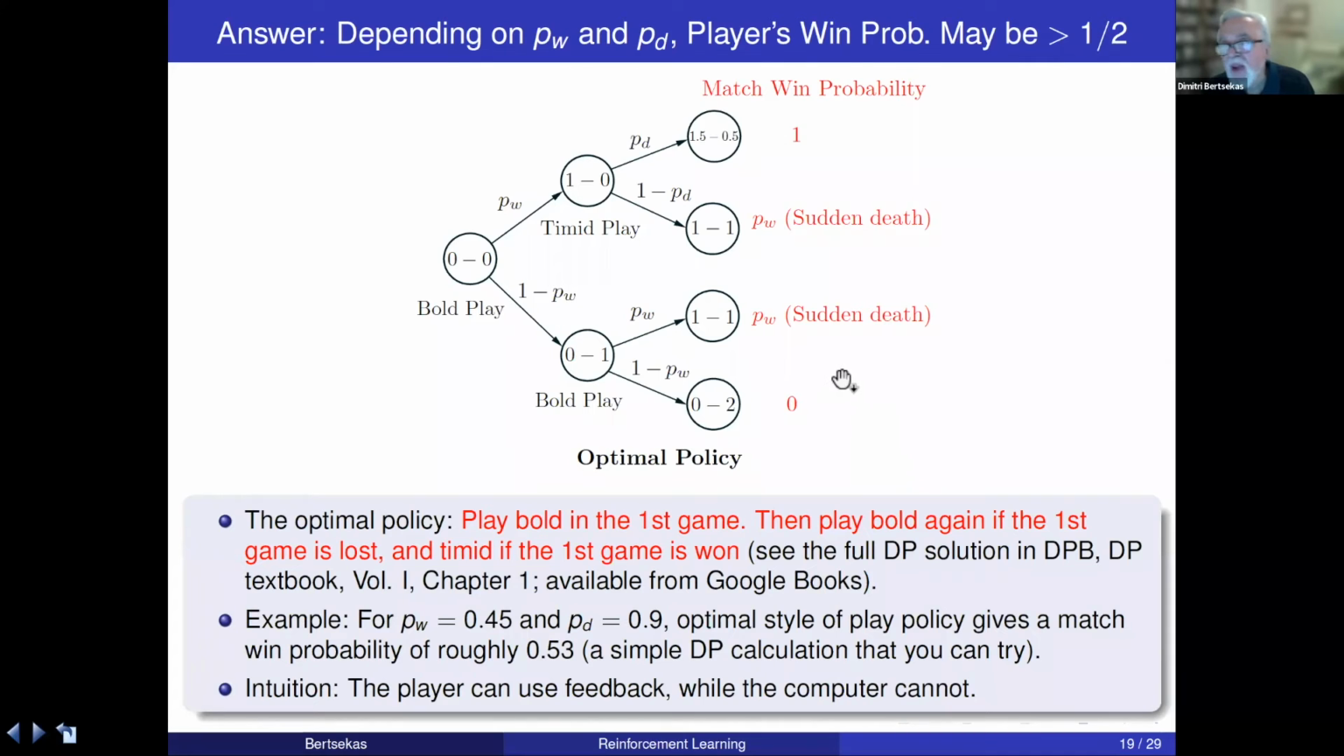The player has an advantage against the computer in that it can dictate the nature of play after the first game. The computer cannot adapt, cannot change its probabilities, but the player can. And so the player uses feedback, uses a policy as opposed to a sequence of plays that is chosen a priori without looking at the outcome of the first game. So that's the advantage. It's the advantage of feedback, the advantage of using a policy rather than a sequence of decisions, which makes the difference here.